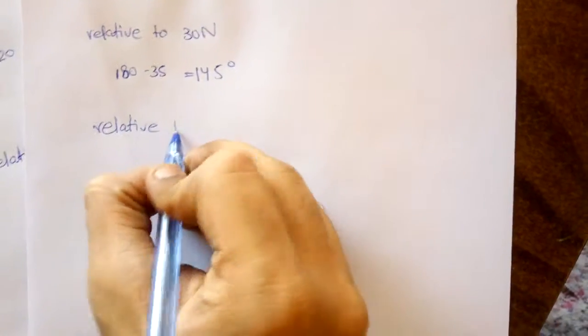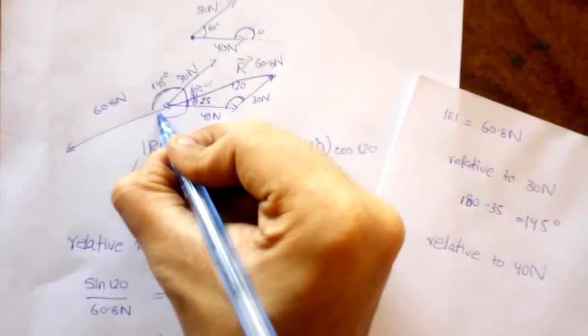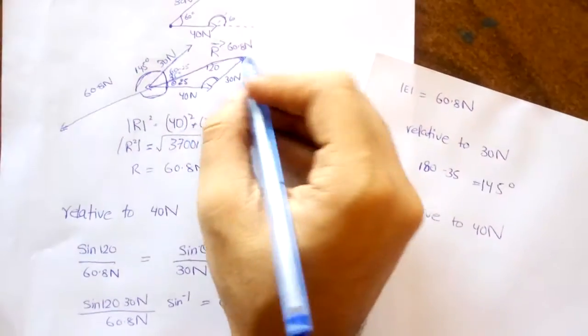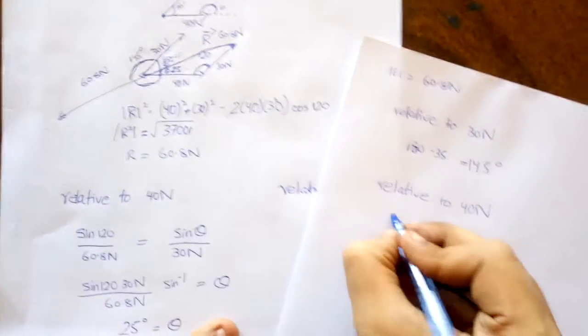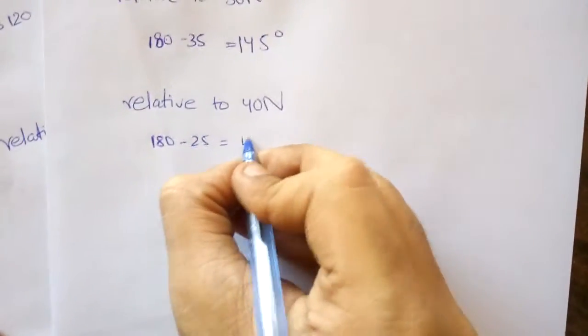Now we have to find relative to 40 newtons. We will be doing the same thing. We know that this complete is 180, and we have this angle 25, so we will minus 25 from 180, and we will get 155 degrees. So this will become 155 degrees.